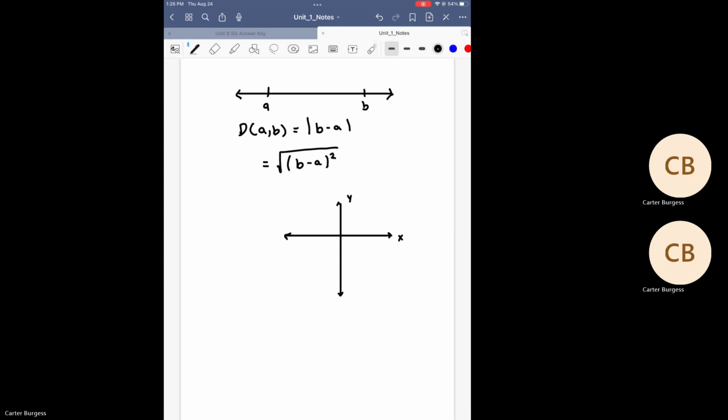Okay, so let's say we have 2 points here. We'll call this point x1, y1, and we'll call this point over here x2, y2, and I want to take the distance here between these 2 points.